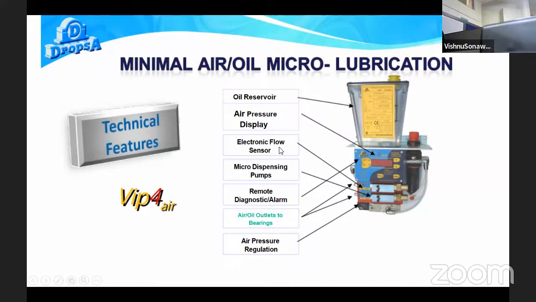Why is the electronic flow sensor required? Because it supplies the proper amount of mist flow, air plus oil. The proper air pressure will be supplied, and the air pressure and oil pressure will be maintained. Multi-dispensing pumps, that is positive displacement pumps, are used.